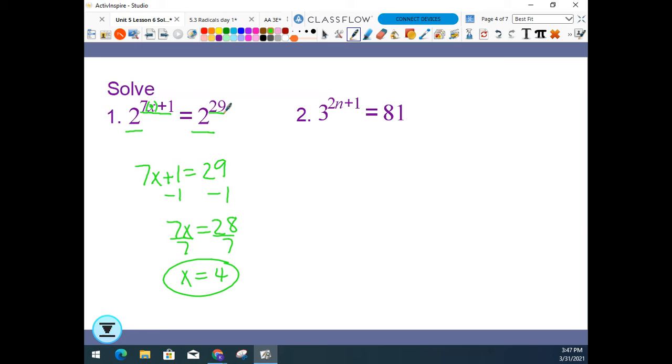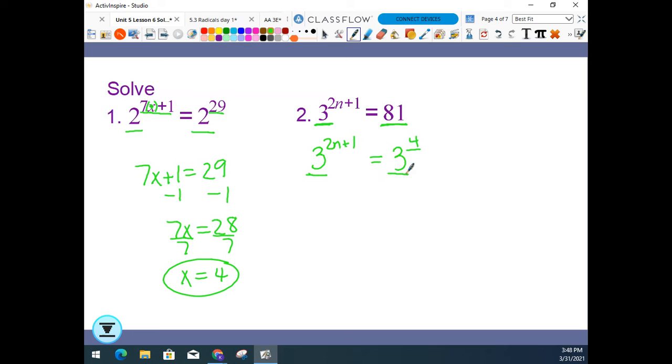Now, number 2, if you're looking at your card, this is where it's going to be helpful. This side, the base is 3, and I can't break 3 down anymore, so I need to replace 81 with a power of 3. So I'm just going to bring down the left side because there's nothing more I can do with it because it's already base 3. I need to replace 81 with 3 to a power. 3 to what power is 81? 3 to the 4th power is 81.